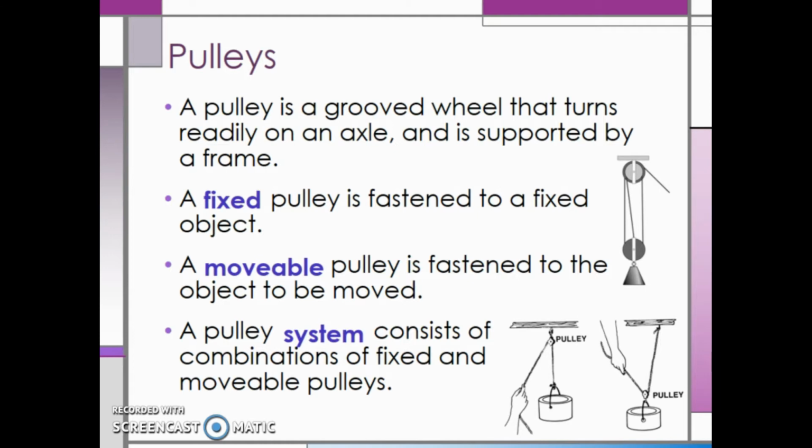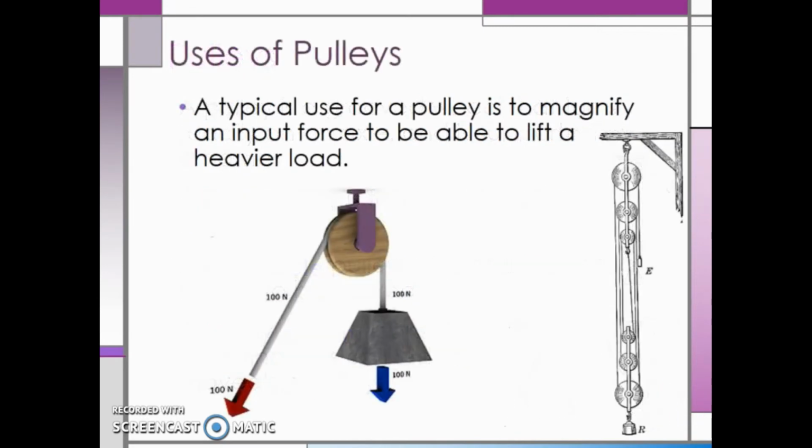In this picture, we have a fixed pulley that is attached to the ceiling on the left, and a movable pulley that is attached to the object we are moving on the right. Typically, pulleys are used to magnify an input force to be able to lift a heavier load.